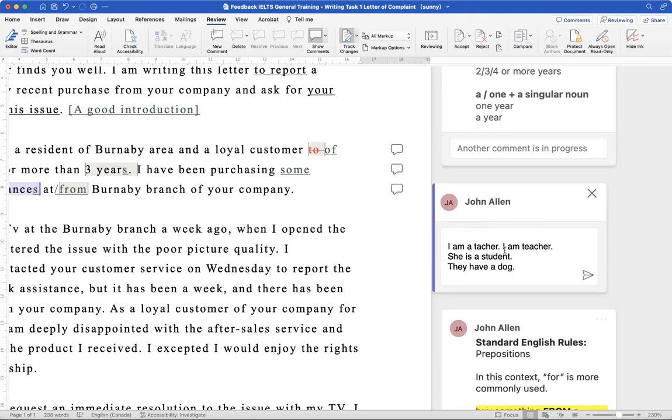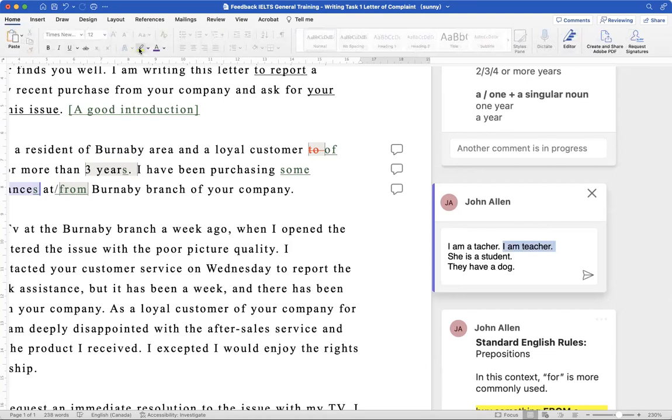No, because teacher is countable. It is singular. You cannot say I'm teacher. You can say I am a teacher. So this is not correct. Or can you say she's student? No, because student is a noun. It's not an adjective. So it is singular. It is countable. So you cannot say she's student.